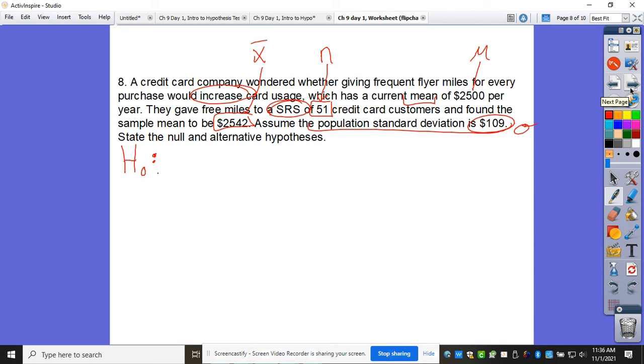So that relationship works again. If you have sigma, you use Z. If you have S, you use T. So my null hypothesis in this problem is Mu equals 2,500, as opposed to my alternative, which is going to be Mu is greater than.